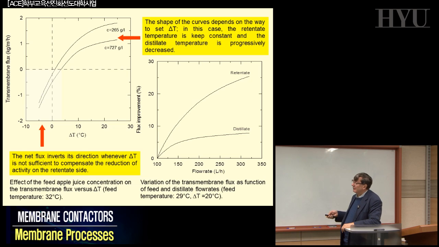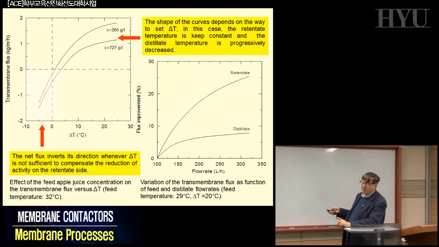If you have a transmembrane delta T, which is not sufficient to create the transmembrane flux, you can have a negative flux instead of positive. And this can happen as a function of what I was mentioning before, for changing of the activity of the component of your solution. Because you can be far away from ideal character, and so your predictions were wrong. So the net flux can inverse the direction if the delta T is not sufficient to compensate the reduction of activity on the retention side. So you have to take care of this. This phenomenon is less severe than in reverse osmosis, but exactly the same kind of phenomena.